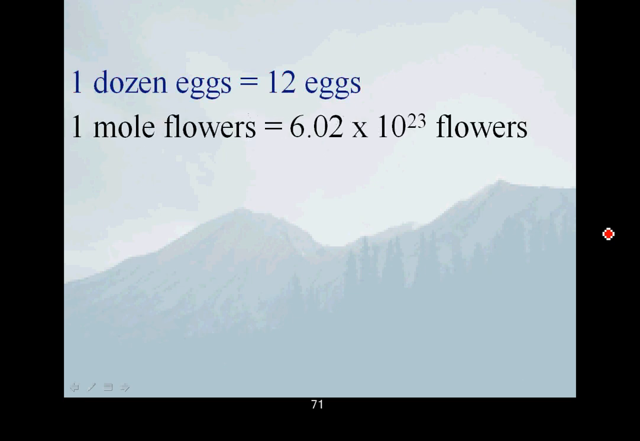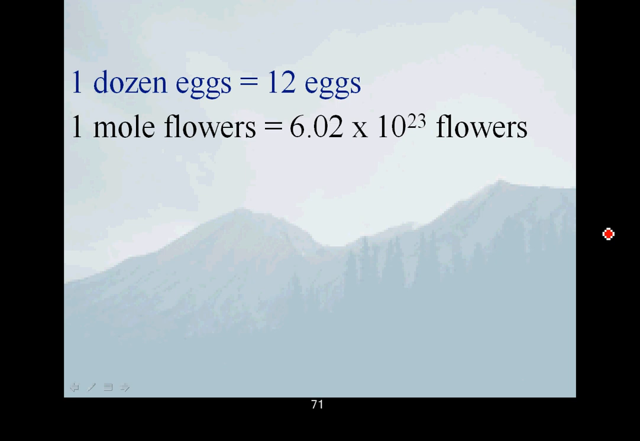So here we are going to talk about numbers and how they relate to doing chemical calculations and such. A dozen is a word that means the number 12. A mole is a number that means 6.02 times 10 to the 23rd. Now, why would we use such a ridiculously large number?